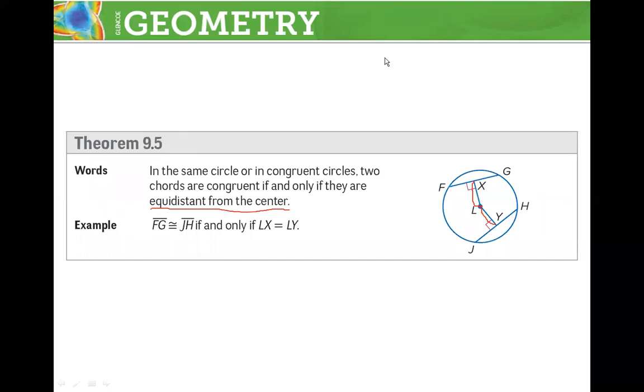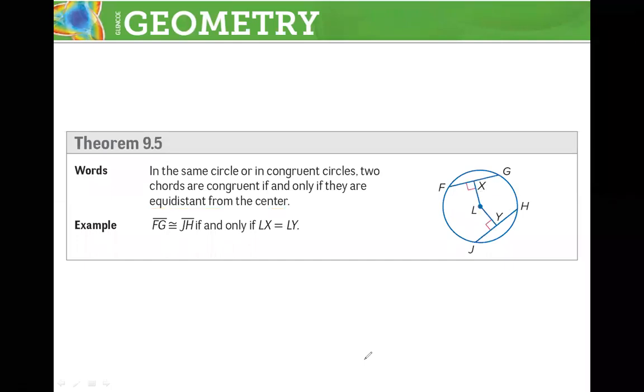So these two chords, which I will shade or write on with the black pen, FG and JH, are equal if and only if the distance here equals the distance here. For example, this is 3 and this is 3. If they are at equal distance, then they are congruent. So they are congruent.